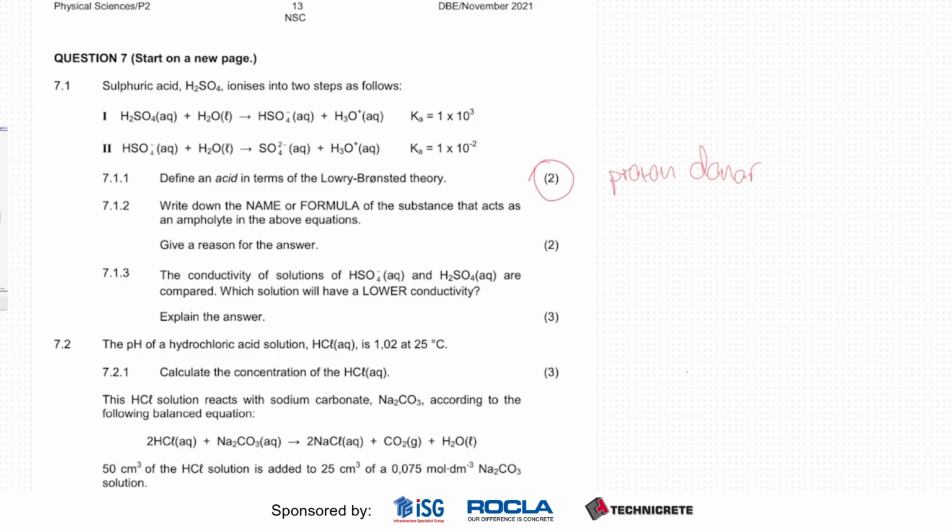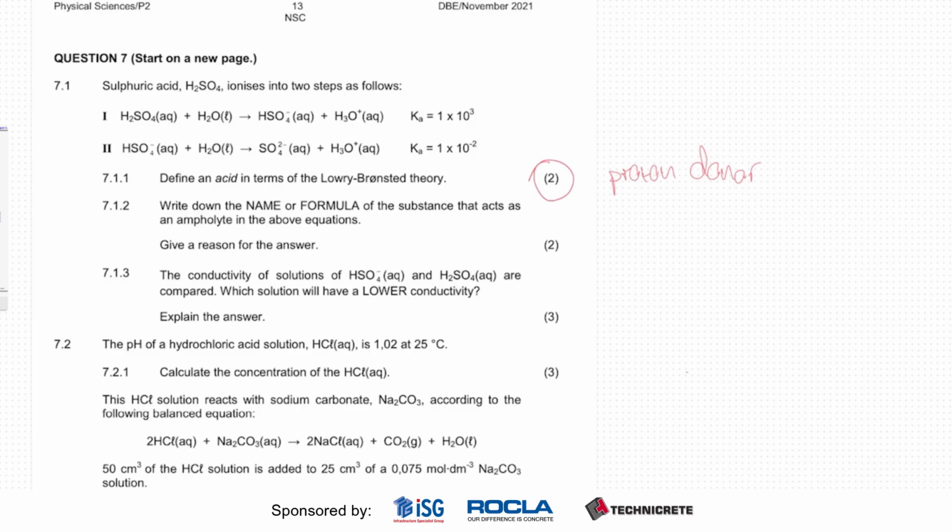You can say other things. I mean, you can say H3O plus ion, hydronium ion, H plus ion. Those are all acceptable. But proton donor is just so easy to remember, and that's good for 2 marks. So easiest definition.